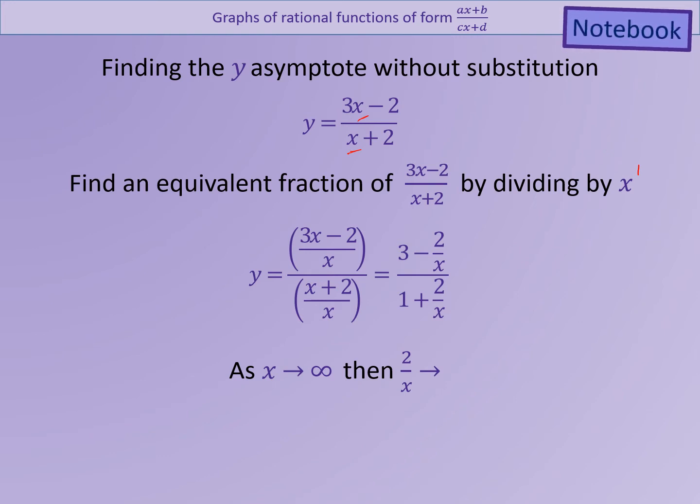So as x gets very, very big, then the 2 over x in the equation there will tend to 0. Okay, 2 over a very, very big number would be very, very small. And so as x is tending to infinity, then y must be tending to 3 take away 0. So where we see 2 over x in this equation, we've substituted in 0. So we have 3 take away 0 at the top over 1 plus 0 at the bottom, which is just 3. So this is telling us where the y-asymptote is.